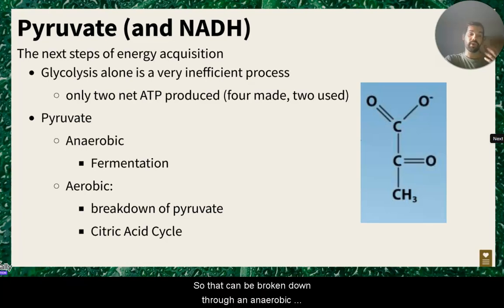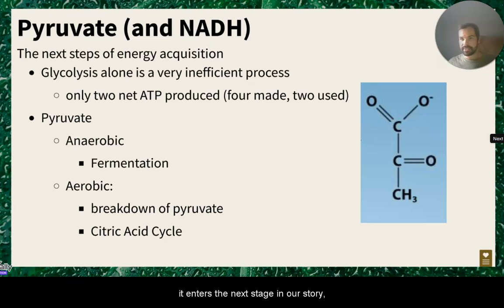That can be broken down through an anaerobic process, specifically a fermentation process, or it can be broken down in an aerobic way with oxygen. So you break down that pyruvate, and it enters the next stage in our story, which is the citric acid cycle. So in the next video, we'll get into talking about fermentation and the citric acid cycle.